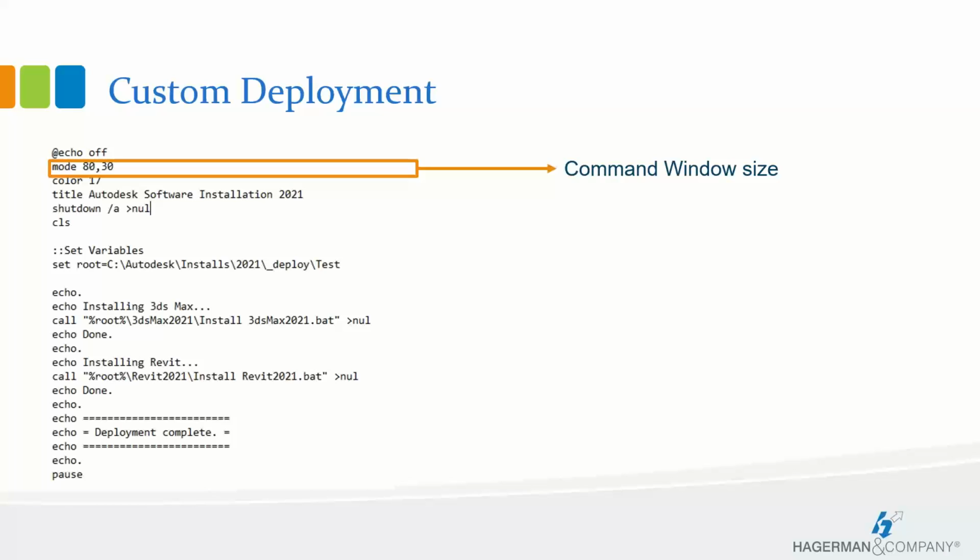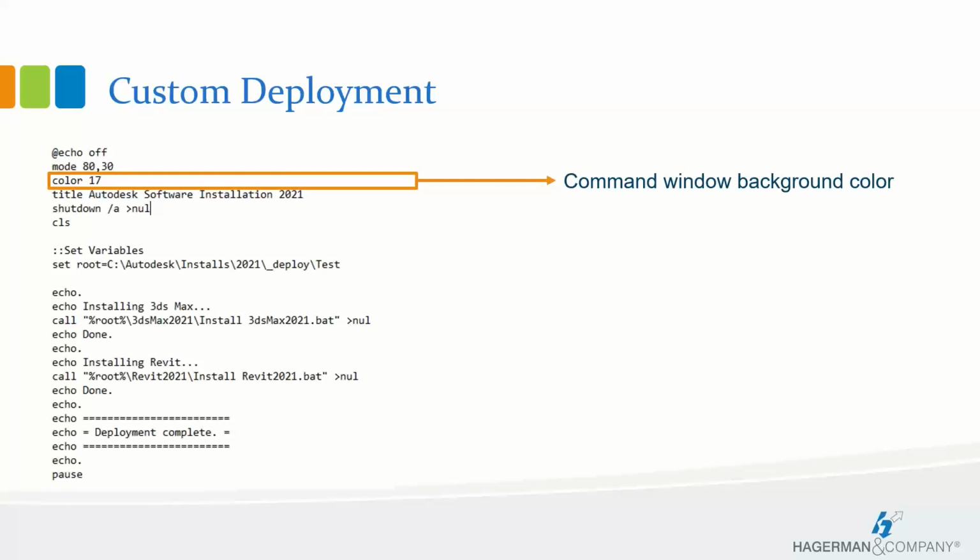The second line here, this is an optional line. You don't have to do this, but if you do, then you can have control over the size of the command window when the batch is running. If you don't use this line, then the Windows system will decide, and it'll still be a size that's workable. It won't be too big or too small.